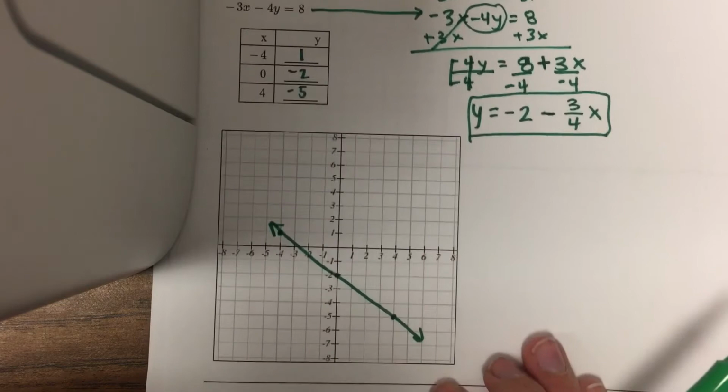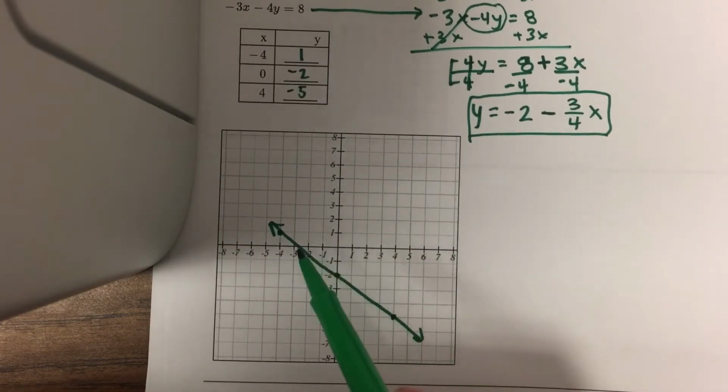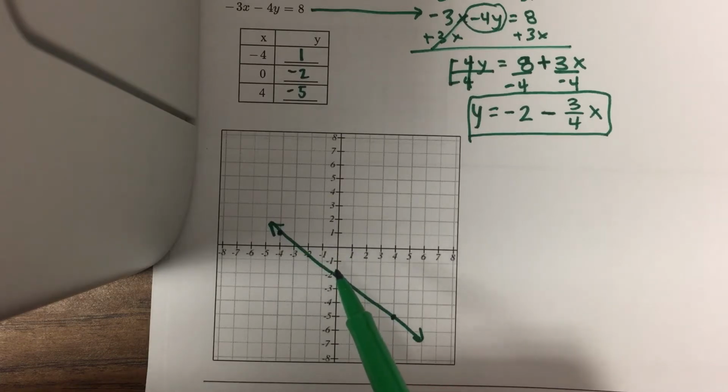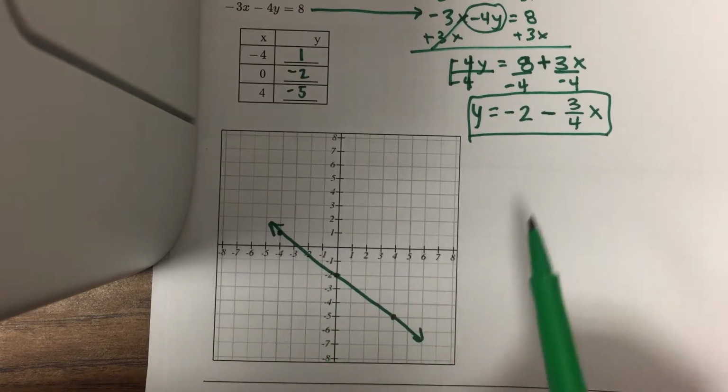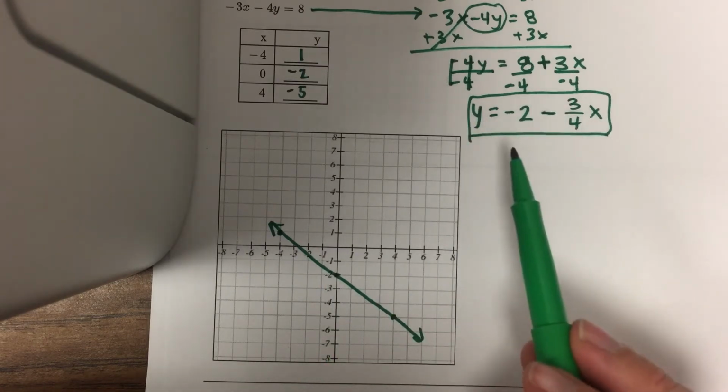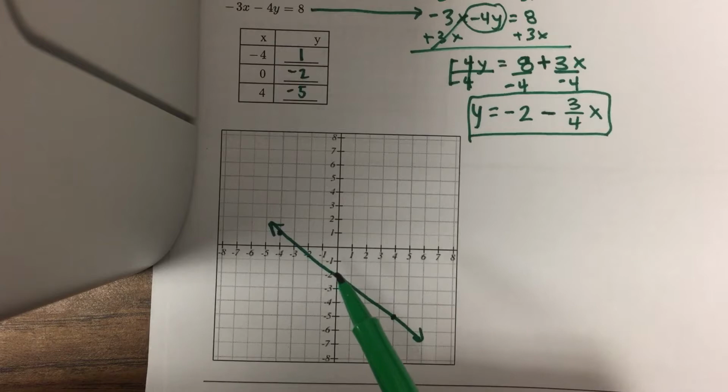To graph it, you plot your points. So -4, up 1, put a point. 0, down 2, put a point. Over 4, down 5, put a point. If you don't like drawing your line that way, you can always use your equation. Your y-intercept is -2. You go down 3, over 4. Graph your line.